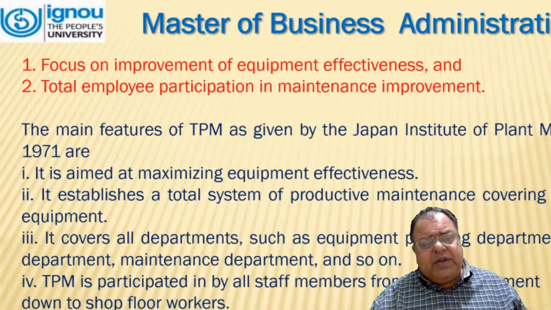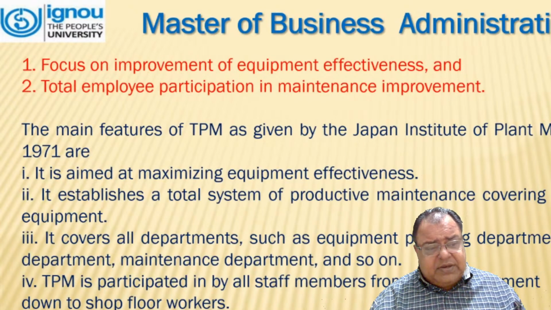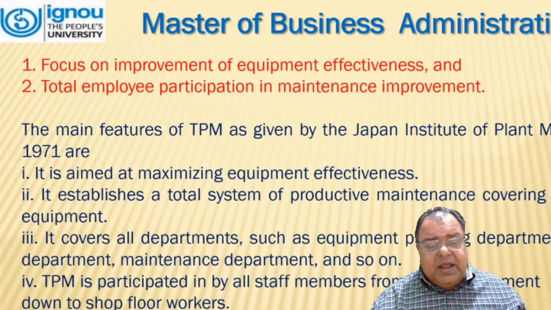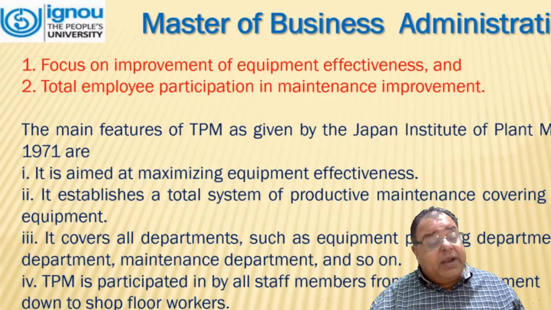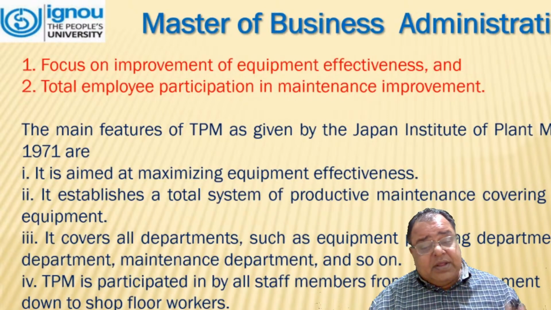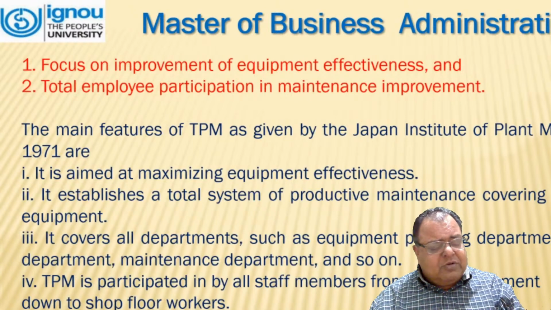The main features of TPM, as given by the Japan Institute of Plant Maintenance in 1971, are: it is aimed at maximizing equipment effectiveness. It establishes a total system of productive maintenance covering the whole life of the equipment. It covers all departments such as equipment planning department, equipment usage department, maintenance department, and so on.